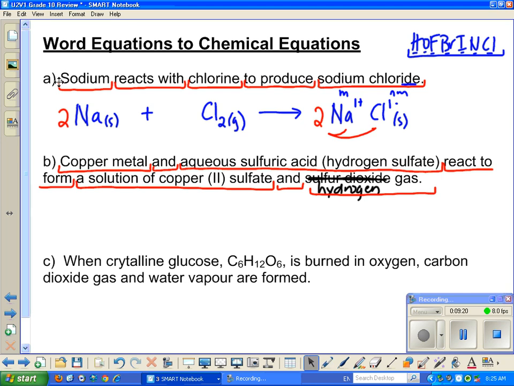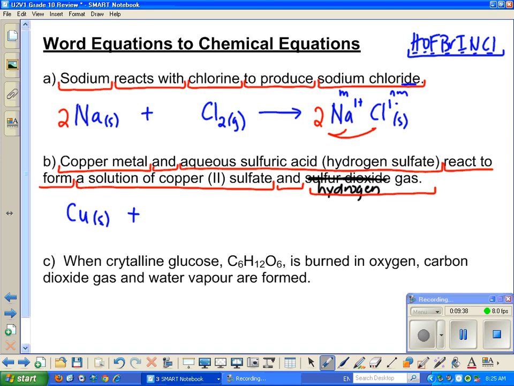All right, let's replace these one at a time. So copper metal is just elemental copper. And copper metal would be a solid at room temperature, well, because metals are solids except for mercury, as I said earlier. And it would be a plus sign.